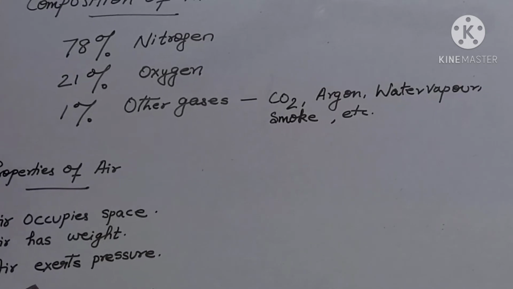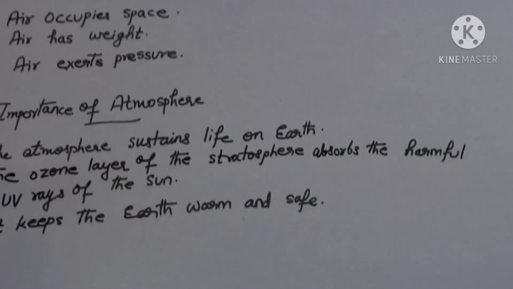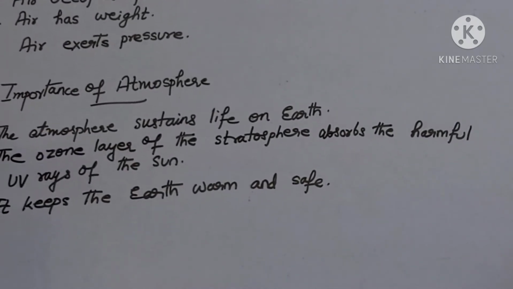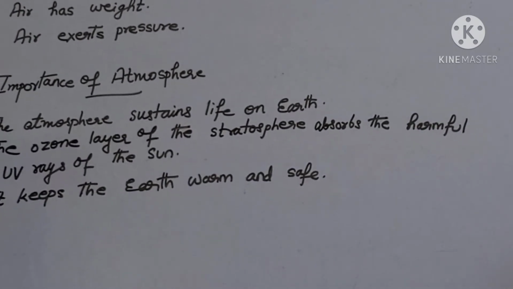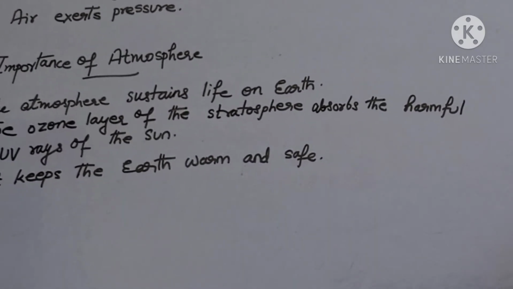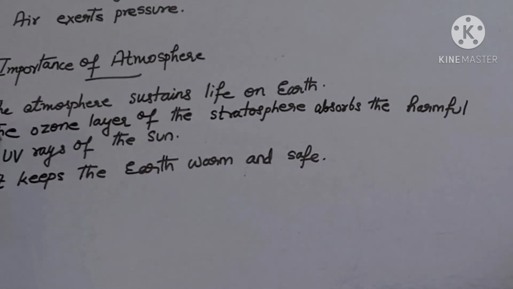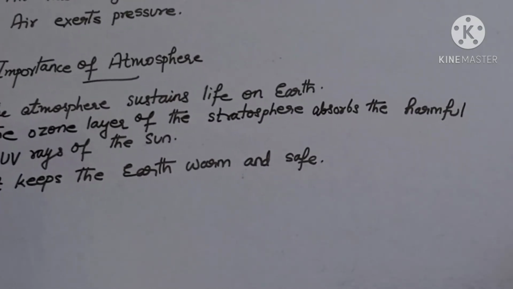Now we will see the importance of atmosphere. The atmosphere sustains life on earth. It provides us oxygen for breathing. It also provides carbon dioxide to plants for photosynthesis. The ozone layer of the stratosphere absorbs the harmful ultraviolet rays of the sun and protects us from harmful effects of the rays such as skin cancer.